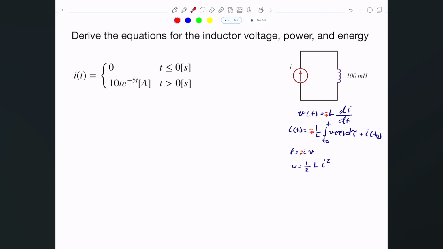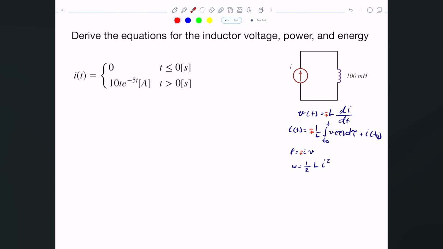Can we figure out the power? Simple. We need I times V. For the first range, that will be 0 for t less than or equal to 0. What about the second range? All we have to do is multiply these two together. If we multiply these two, we end up with 10 times t times e to the negative 10t, times (1 minus 5t). That's for t greater than 0, and that will be in watts.